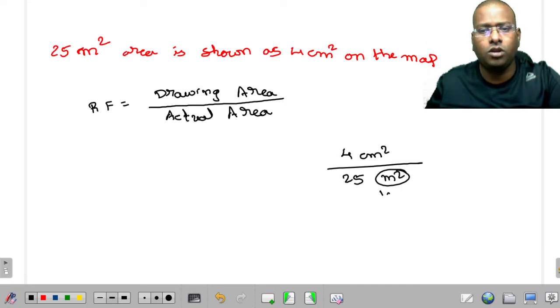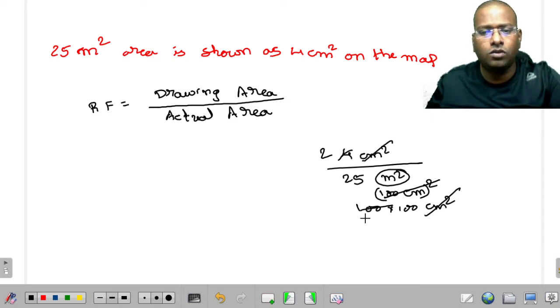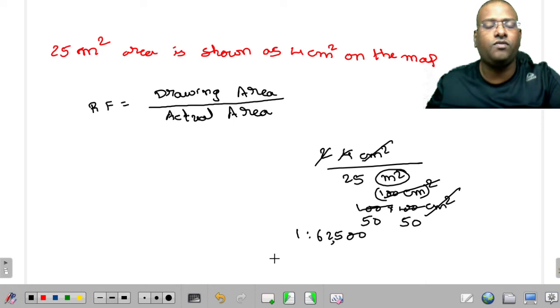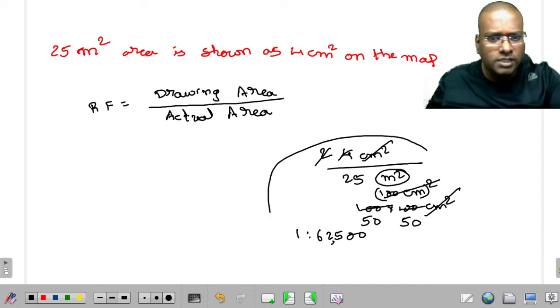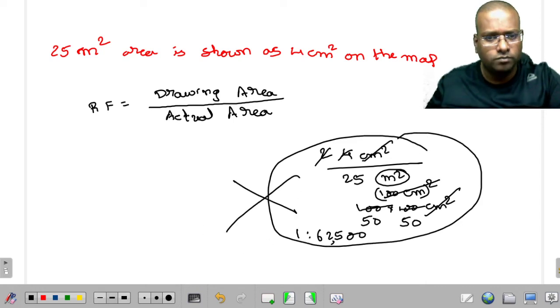1 meter is equal to 100 centimeters, whole square. So I can write it as 100 into 100 centimeter square. These two will get cancelled. 25 fives are 25, 25 into 25 is 625, so they will write 62,500. But this calculation is wrong.